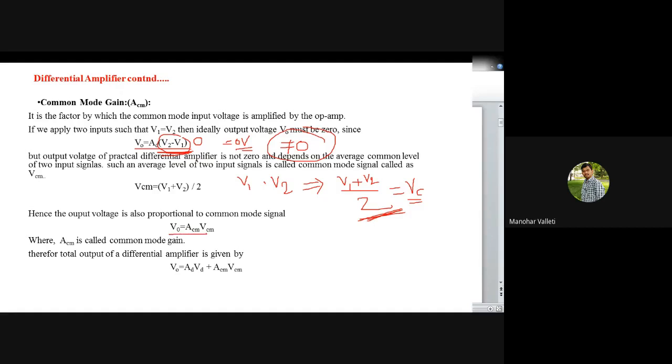So because of this common signal, whatever output you are getting is ACM into VCM, where ACM is the gain offered to the common mode signal.